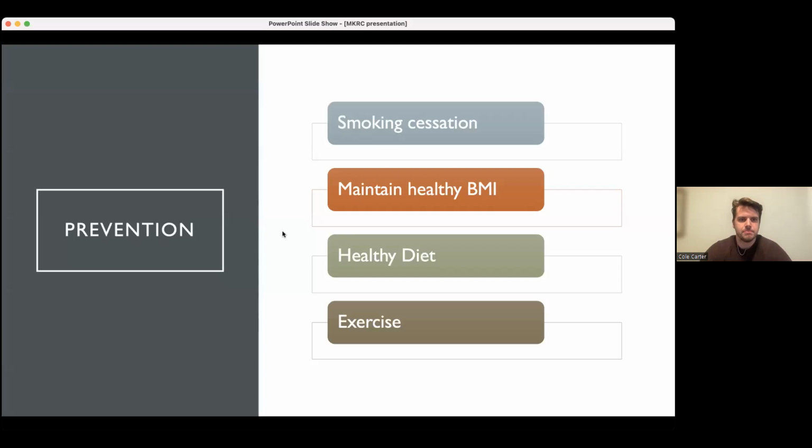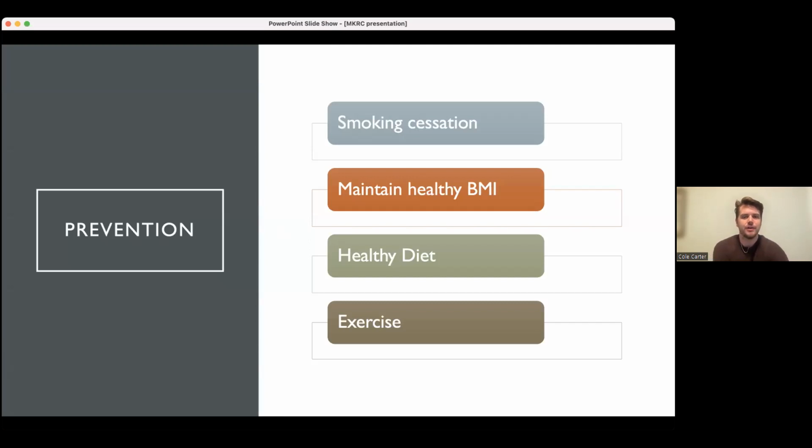And lastly, the biggest thing that we want to do is just overall prevention of renal artery stenosis. One being smoking cessation. Smoking, in general, puts you at a huge predisposition to developing renal artery stenosis just because of the plaque buildup that smoking can cause. So smoking cessation is a major one.